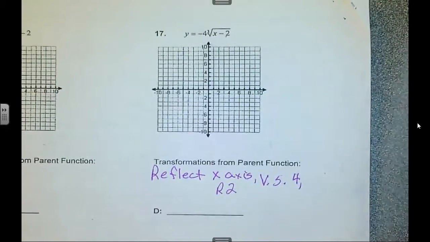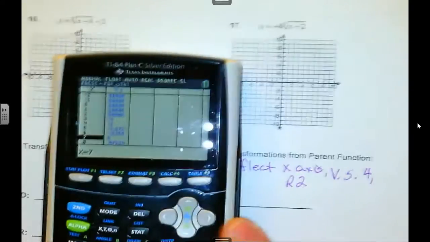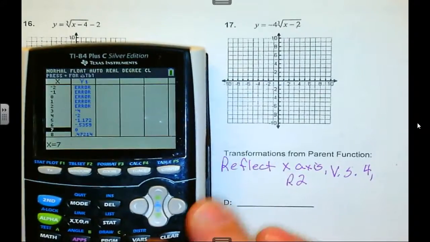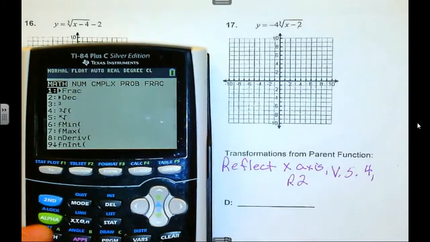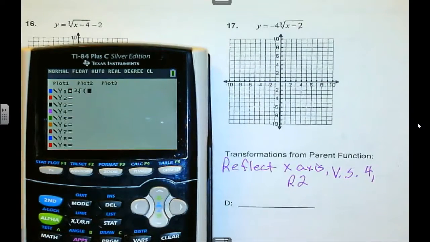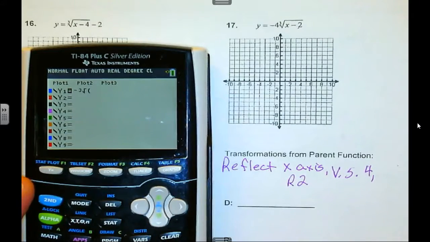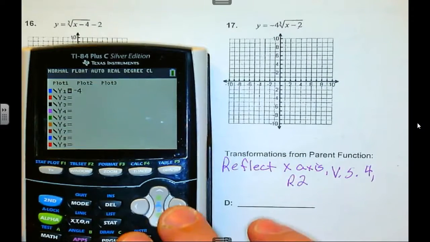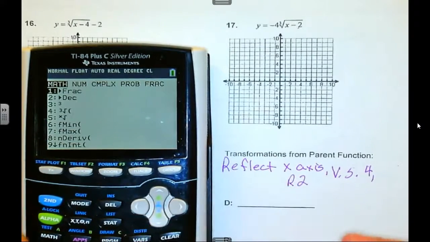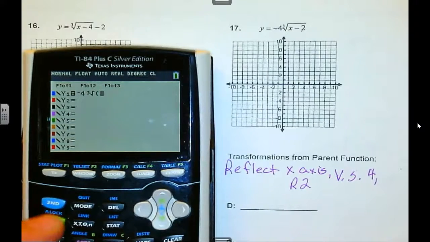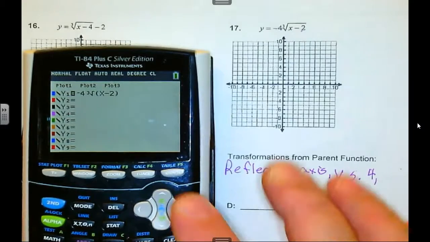Okay, let's put the cube root in our graphing calculator. Cube root, hit the math key, and number 4 brings up the cube root. Oh, I forgot to put in negative 4. And I've got x minus 2. Graph it.